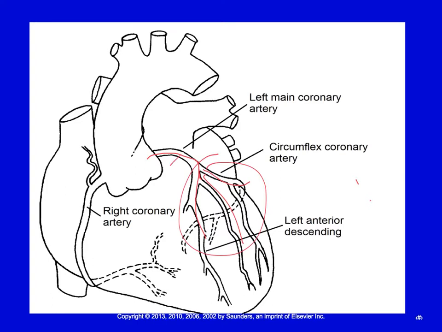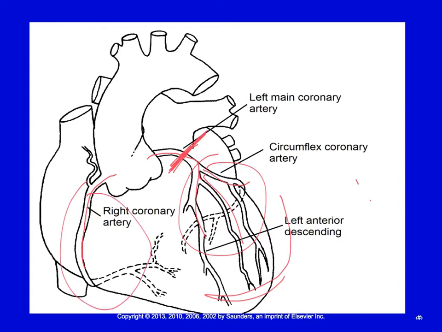So if there's a blockage up here in the left main, if there's 100% occlusion there in the left main, then as you can imagine, this large part of the left ventricle will be damaged. Everything below it will be deprived of oxygen, and it could permanently damage the left side of the heart, which would be very detrimental to the patient. Then you also have the right coronary artery that comes off, and it supplies blood to the inferior part and the right side of the heart.